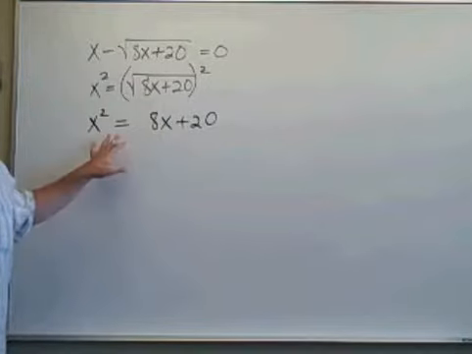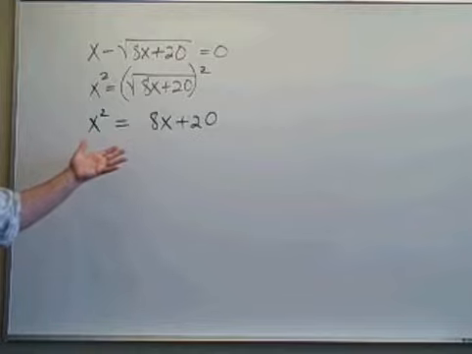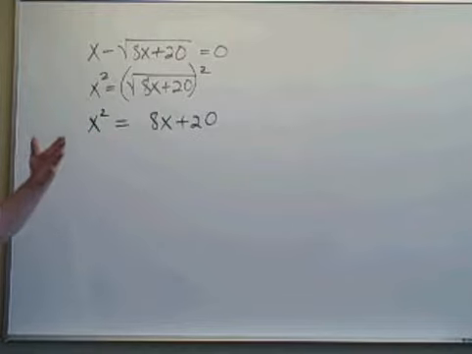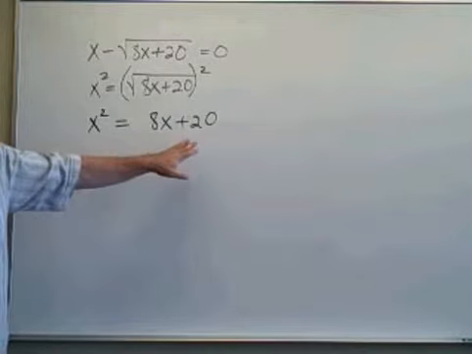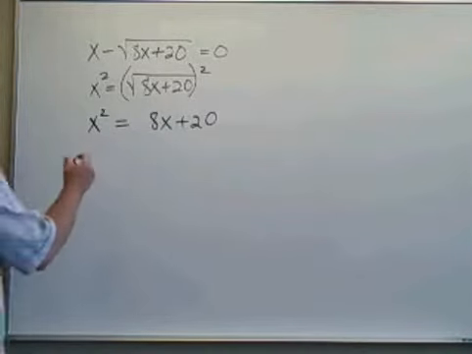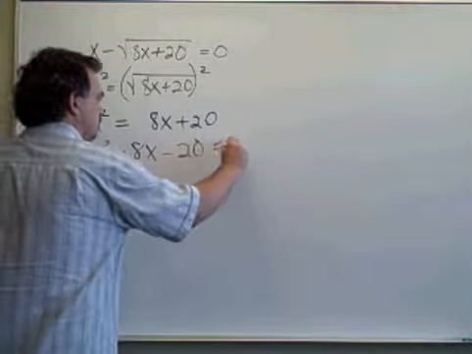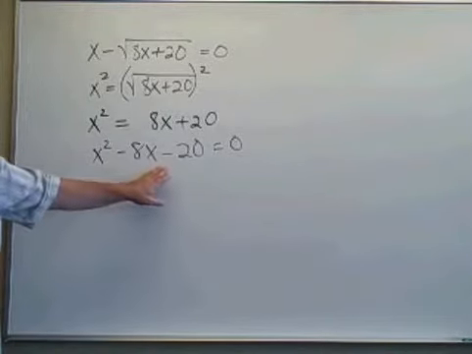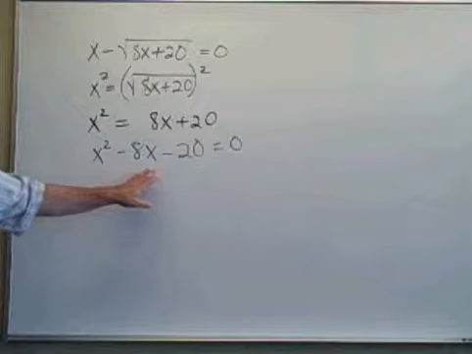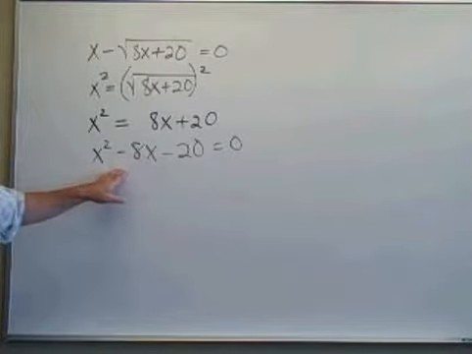And now we can solve this resulting equation, which if we look at it, we should now recognize that what we have here is a quadratic equation. And let's put it into standard form first. I'll do that by subtracting 8x and subtracting 20 from both sides. And now I can use my methods for solving this quadratic equation. This is a relatively simple quadratic polynomial.